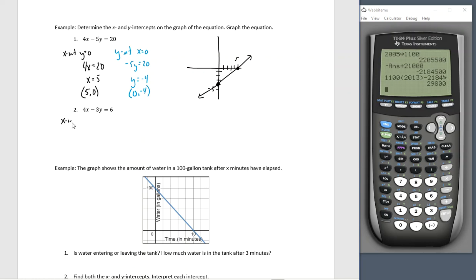So let's do the x-intercept, where y is 0. If y is 0, I'll have 4x equals 6. X equals 6/4, which is 3/2. So I know 1, 2, 3, 4, 3/2, that's 1.5 x value. My y-intercept, I'm not going to change colors this time. My y-intercept has an x value of 0. Minus 3y equals 6. So y equals negative 2. And that tells me right here, 1, 2, I'm at negative 2.